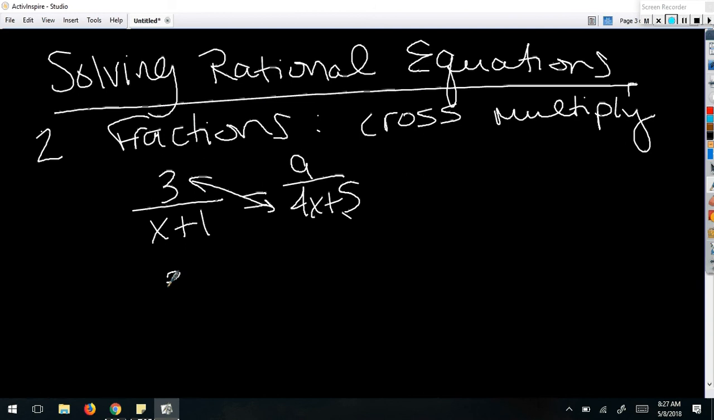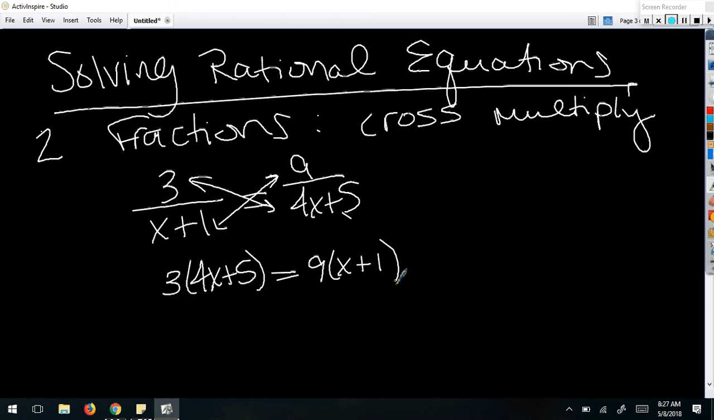So 3 times 4x plus 5 equals 9 times x plus 1. You don't put them in fractions again? No. Cross multiplying gets them out of fractions. I hope at this point this is an equation that you all can solve. What would you do? Distribute.